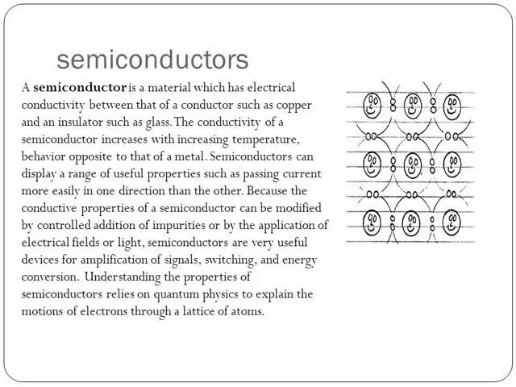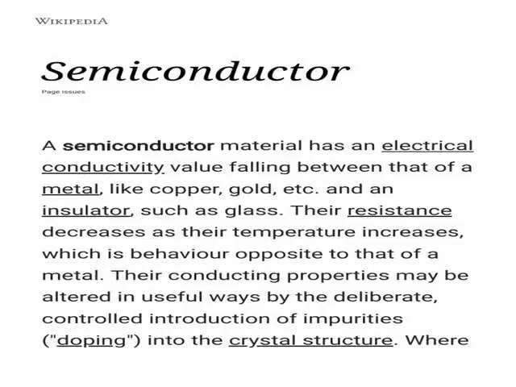A semiconductor material has an electrical conductivity value falling between that of a conductor, such as metallic copper, and an insulator, such as glass. Its resistivity falls as its temperature rises. Metals behave in the opposite way. Its conducting properties may be altered in useful ways by introducing impurities into the crystal structure. When two differently doped regions exist in the same crystal, a semiconductor junction is created.